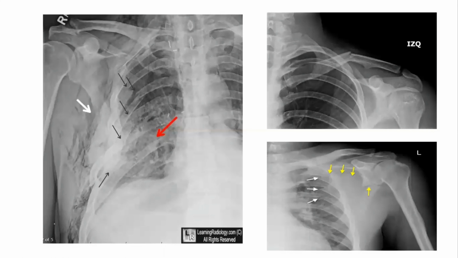Normal inspiratory film shows 8 to 9 or 9 to 10 ribs. So here the X-ray is showing fractures, multiple rib fractures. There is bone discontinuity seen. Here a clavicular fracture, here also there is a scapular fracture. Here also there are bone fractures.